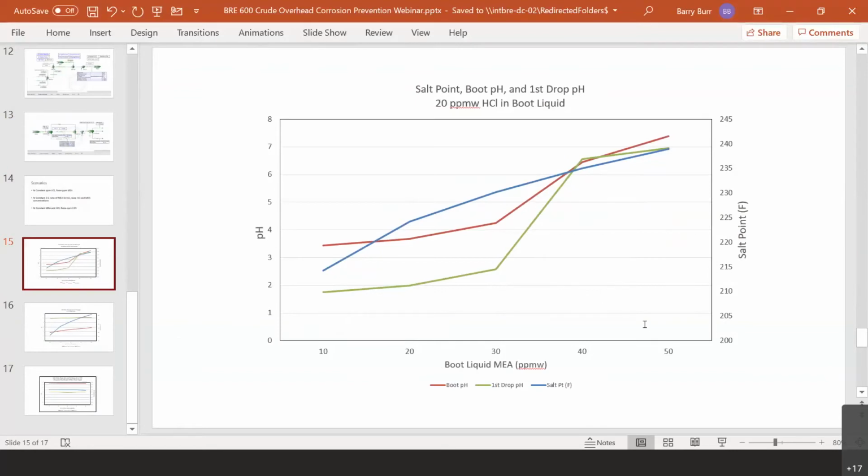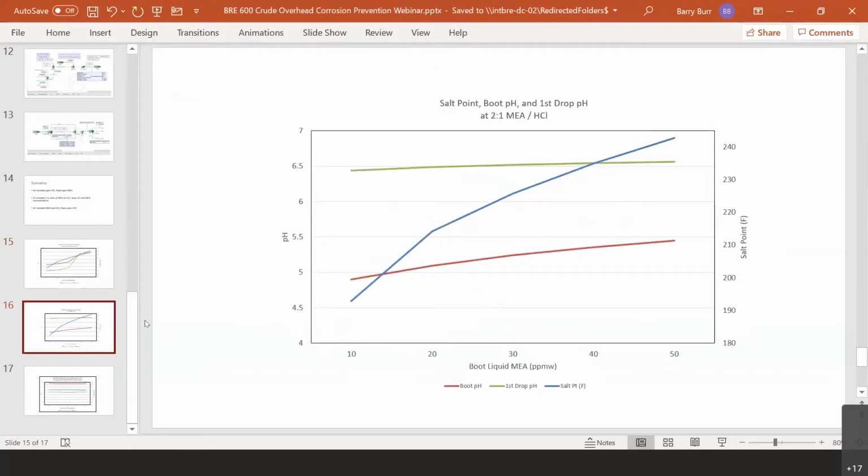Okay, there's a question about the thermo package used for the ionic species, and that was the electrolytic ELR Peng-Robinson. It's very similar to the amine sweetening Peng-Robinson package. So you could use either one of those and you would get pretty much the same results. Here we see that as we add MEA, the model is telling you, as it should, that the salt point temperature is going to rise, and also that the pHs of the first drop liquid and the boot water are going to rise as well. Things that make sense. The model should behave in this way.